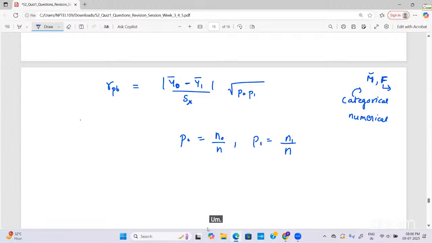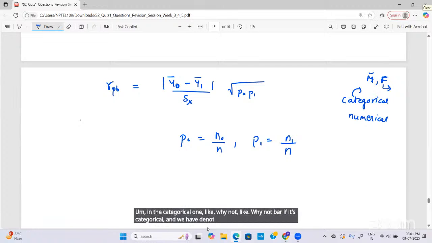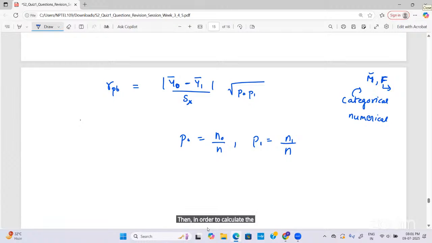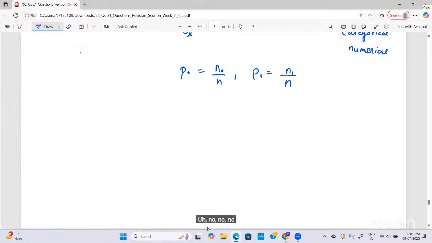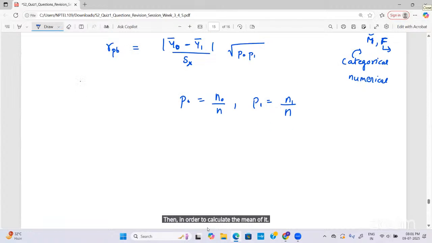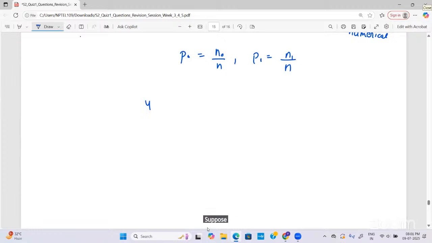In the categorical one, like y naught bar, if it's categorical, and we have denoted m for 0 and f for 1, then in order to calculate the mean of it, no, you are taking it wrong. So the thing is, suppose the y variable is categorical, and x is a numerical variable.